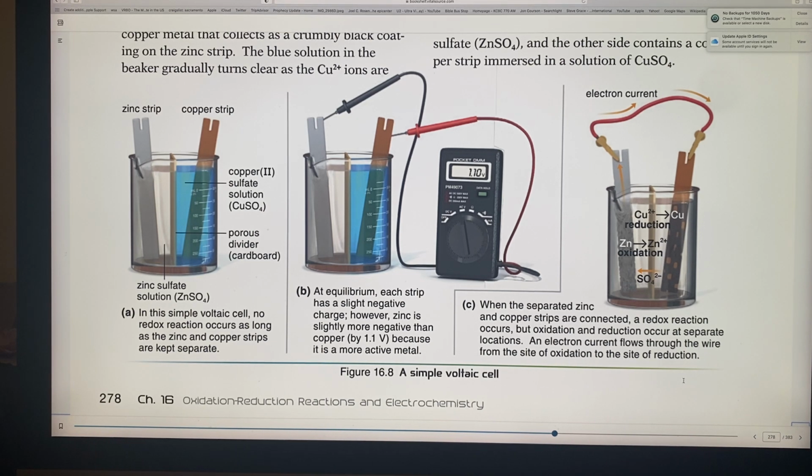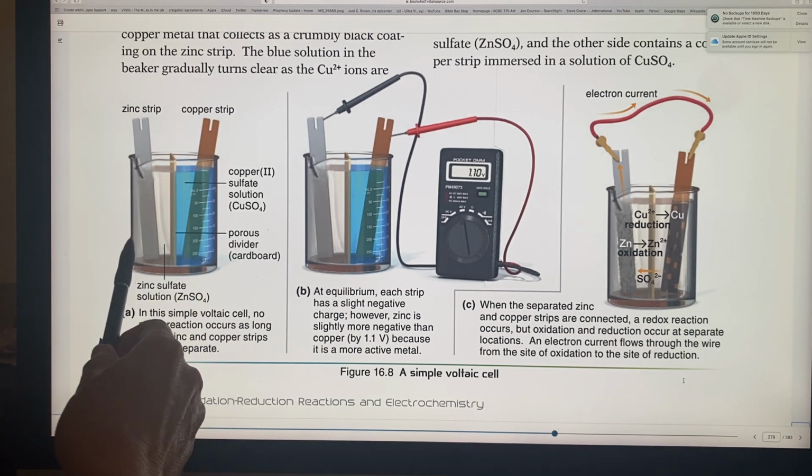Initially, little or no reaction occurs. Then there's a small negative charge that builds up, and the charges are not equal. The zinc strip is more negative than the copper. So the voltmeter reading for the zinc is going to be more negative or less positive, however you want to say it. Then it's connected to the strip with a wire. That's the deal, connecting with the wire. In this simple Voltaic cell, no redox reaction is occurring. Nothing is happening as long as the zinc and copper strips are kept separate. So they have basically a separation here.